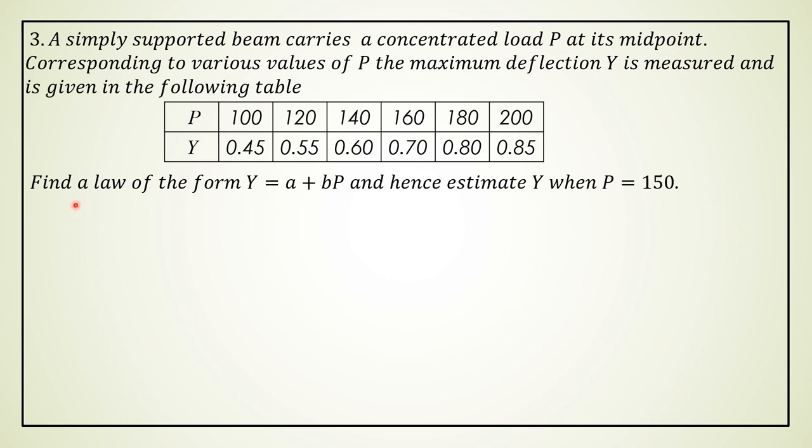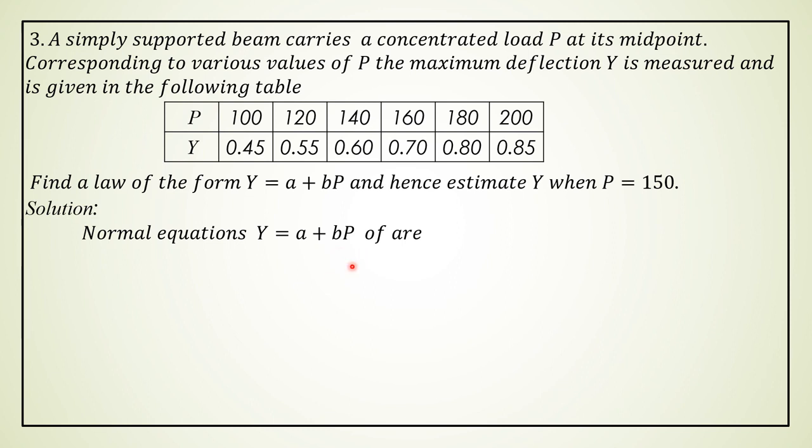They are expecting you to find a law of the form Y is equal to A plus BP, and also they are expecting you to find the value of the deflection Y when P is equal to 150 units. Okay. So let us first find the value of A and B over here by writing the normal equations of it. The normal equations of Y is equal to A plus BP over here are, observe here you have A into 1 plus B into P.